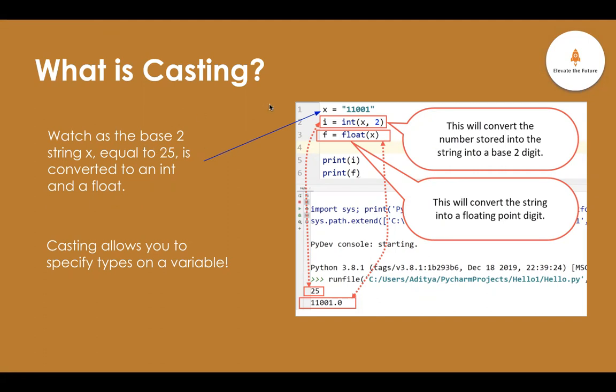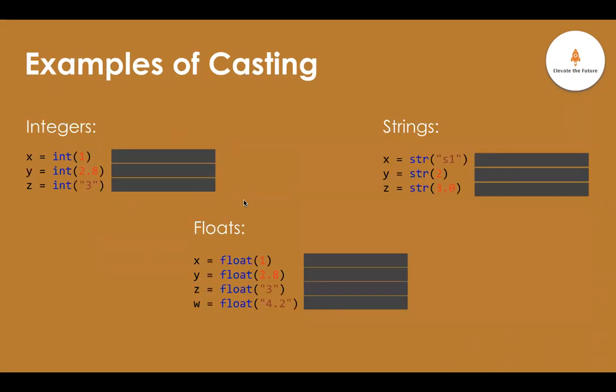So if you have a 2, which is an integer, you might want to change it to a float, which is 2.0. This is helpful if you want to do math or if you're trying to display something in a certain way. Casting allows us to specify the types in a variable. So here are some examples of casting.